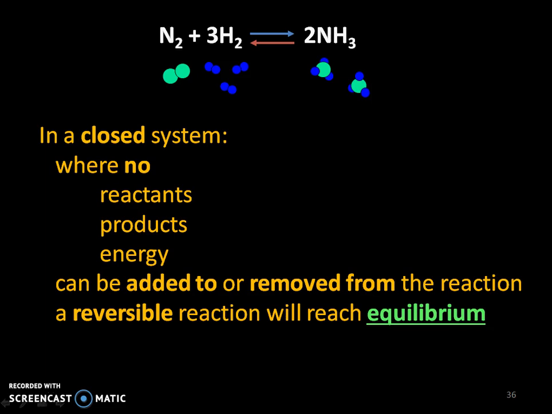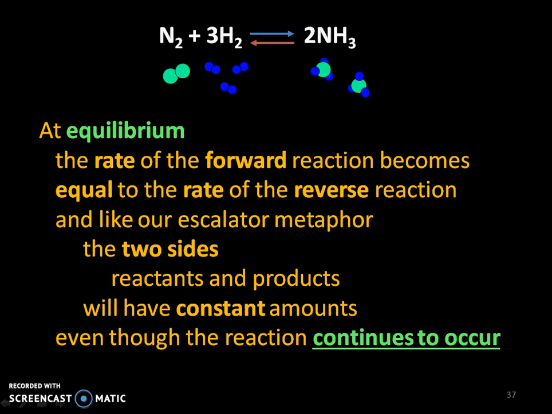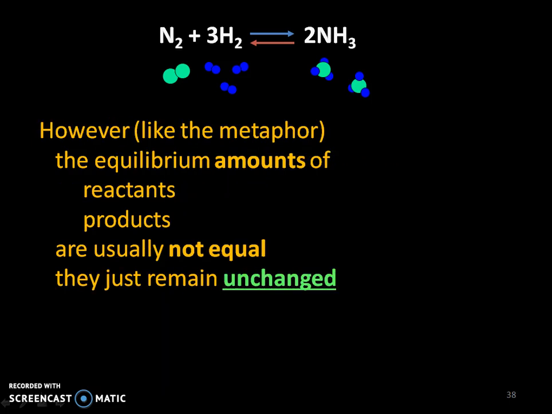So a closed system where no reactants, products, or energies are added to or removed from the reaction is considered a reversible reaction and also called equilibrium. So at equilibrium, the rate of the forward reaction becomes equal to the rate of the reverse reaction. And like our escalator metaphor, the 2 sides, reactants and products, will have constant amounts even though the reaction continues to occur. So they're going to constantly be going up the escalator, constantly coming back down, constantly forming products, constantly forming reactants, again, at the same rate, not necessarily the same amount.